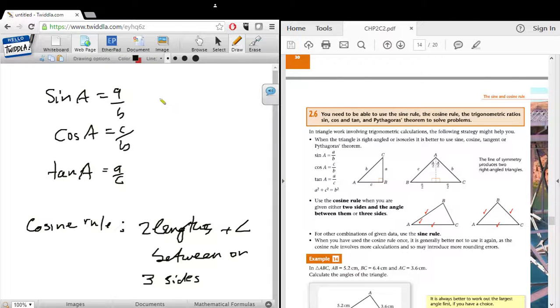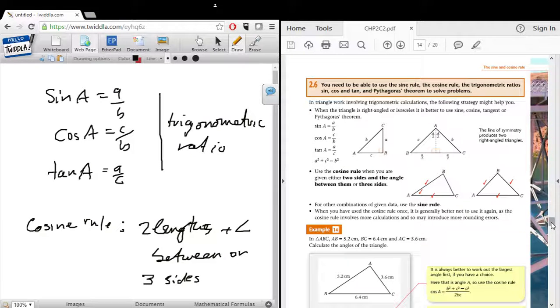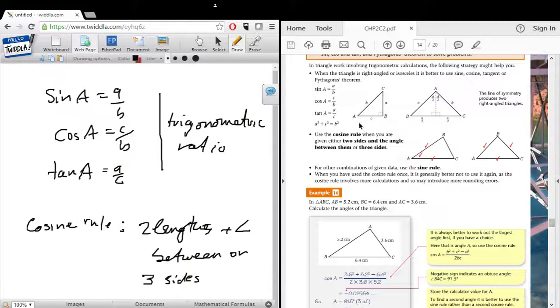These are all the trigonometric ratios, and this is another way of finding the missing data that you require for the subsequent workings out. And obviously we have the Pythagoras rule, which is very important over here.